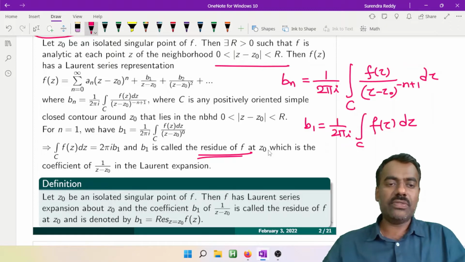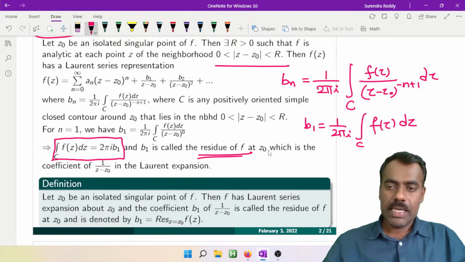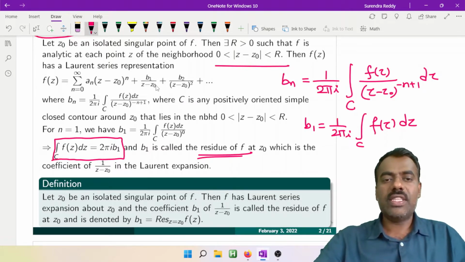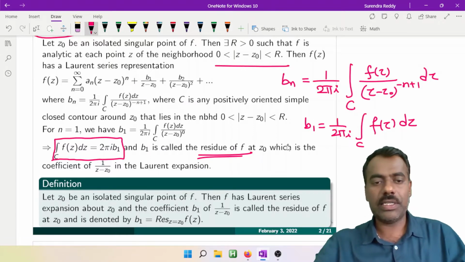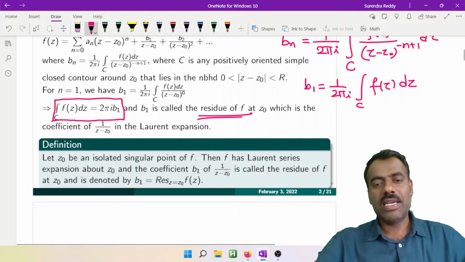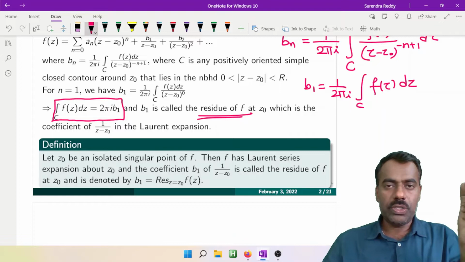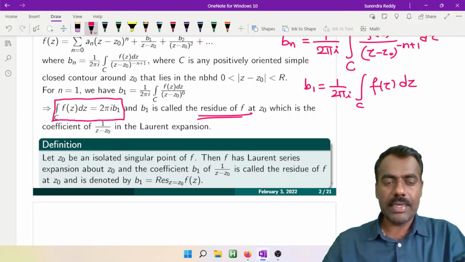That means the integration of f of z over C is 2 pi i times b1, where b1 is the coefficient of the term 1 by z minus z naught in the Laurent expansion of the given function. This b1 is called the residue, which is nothing but the coefficient of 1 by z minus z naught in the Laurent expansion. That is the definition. To talk about residues, we should first have singularities, isolated singularities especially.